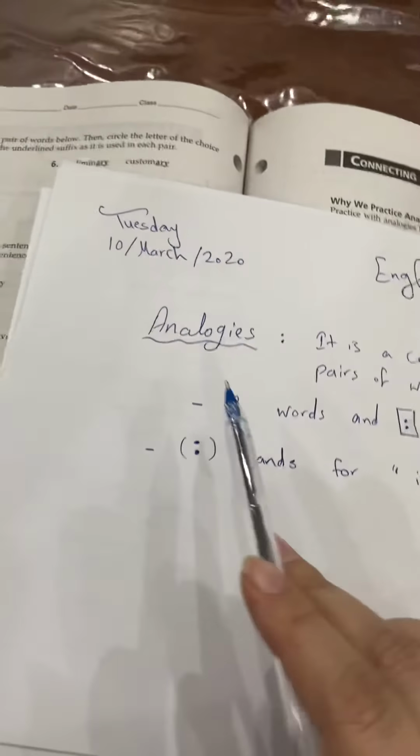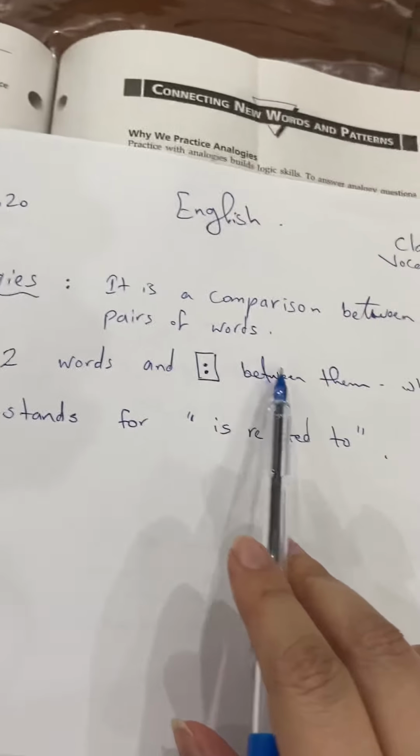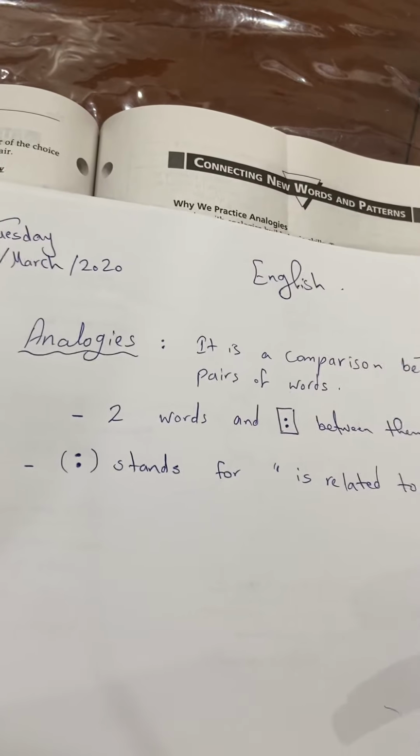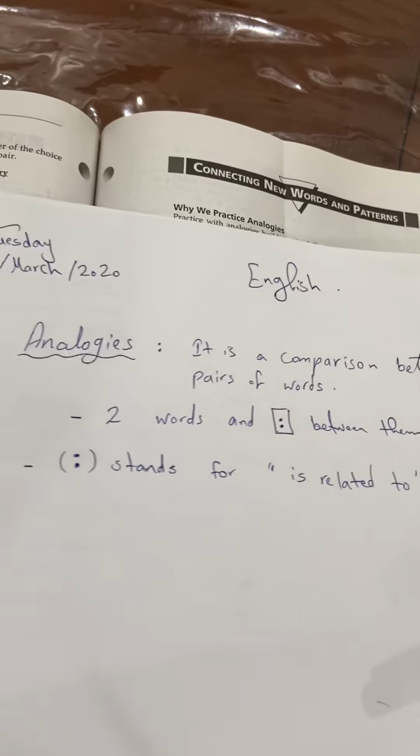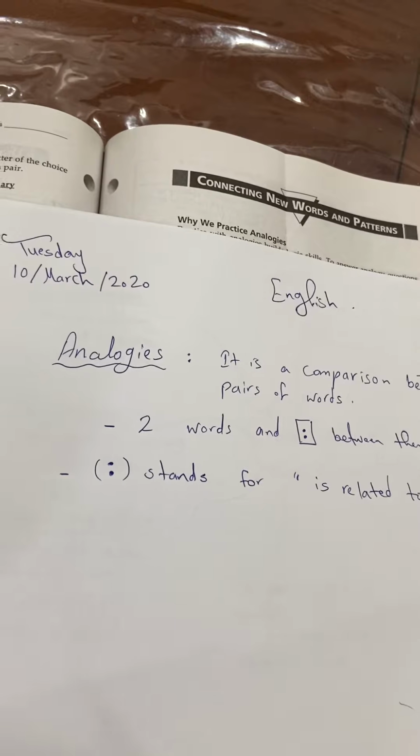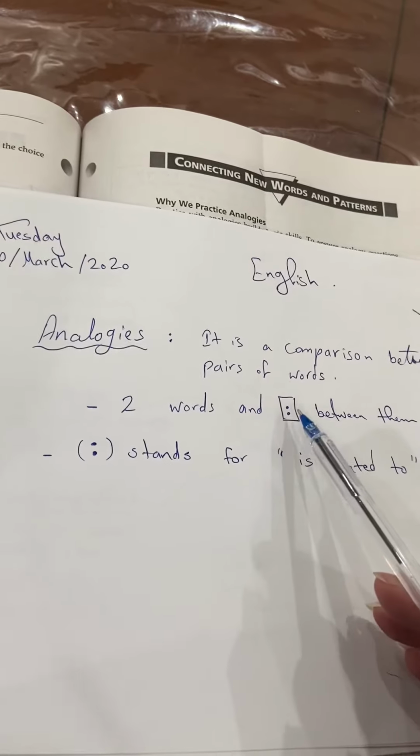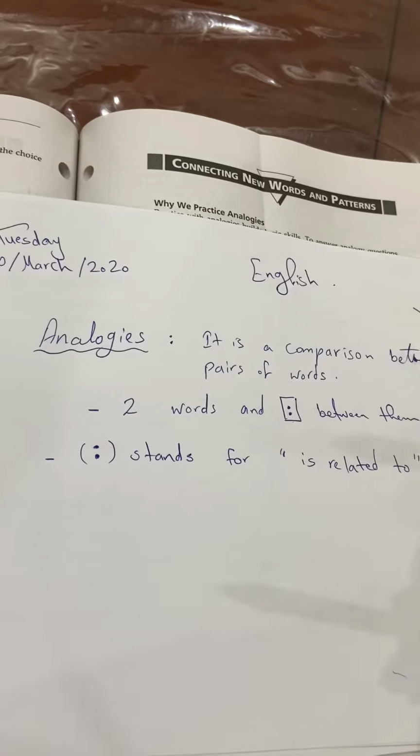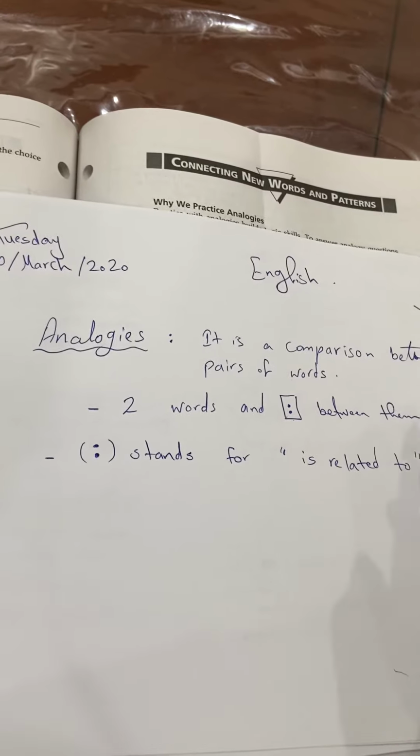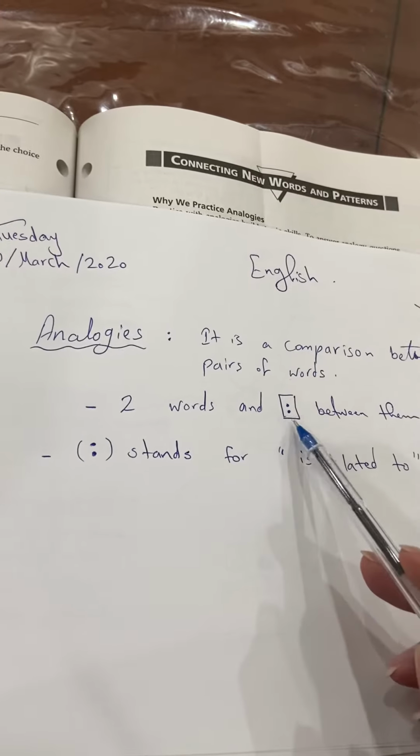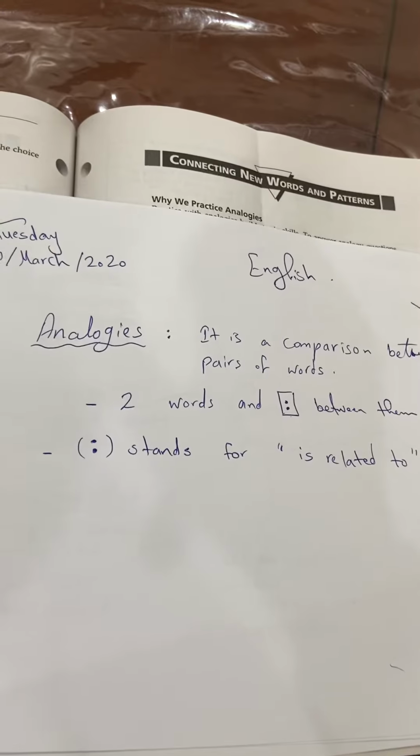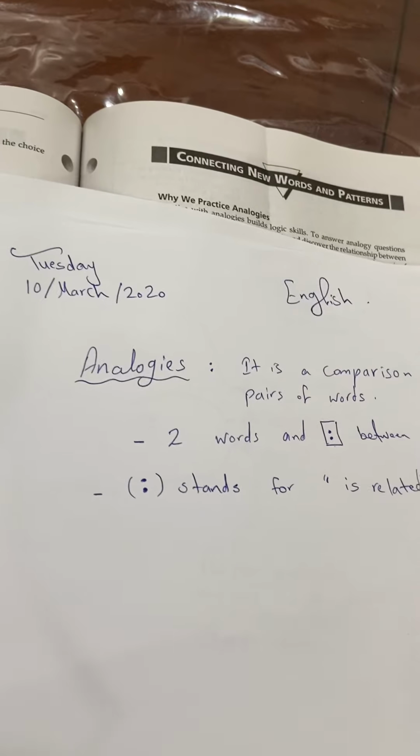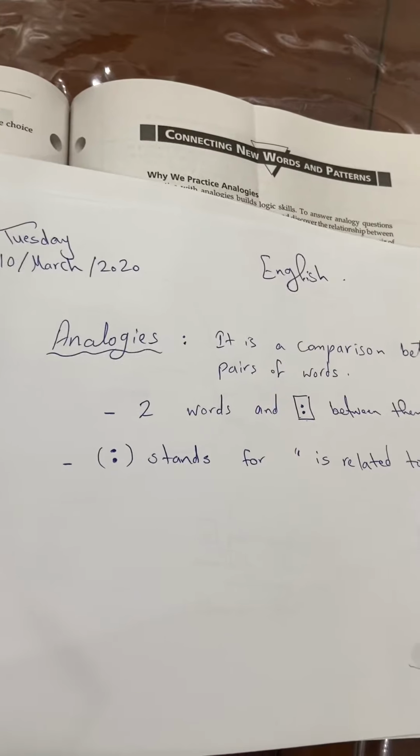What is the meaning of analogy? The word analogy, it's a comparison between two pairs of words. If we want to compare any two words, we use the word analogy. So it's two words and we put two dots between the two words to mean something. Why do we put two dots between the two words? These two dots stand for "is related to." So one word is related to another.